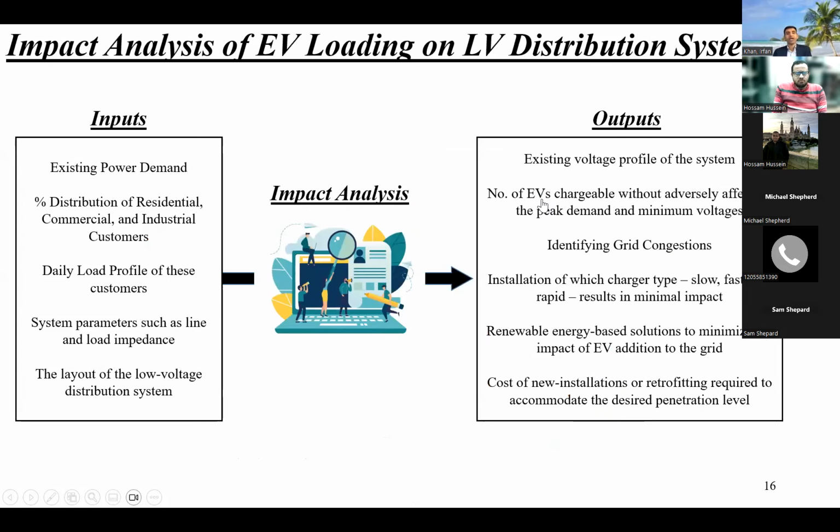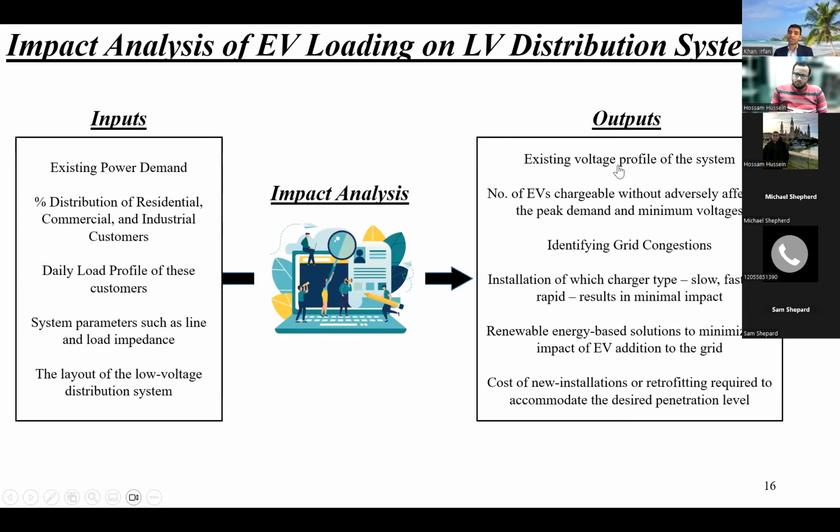All right, so how can we analyze the impact of EV loading on an LV distribution system? What are the inputs and what will be the outputs of this impact analysis? The input will be the existing power demand. What is the percentage of residential, commercial, and industrial customers? This information should be known. The daily load profile of these customers, system parameters such as line and load impedances of the system, and the layout of the low voltage distribution system should also be known.